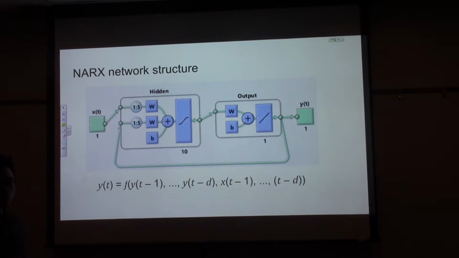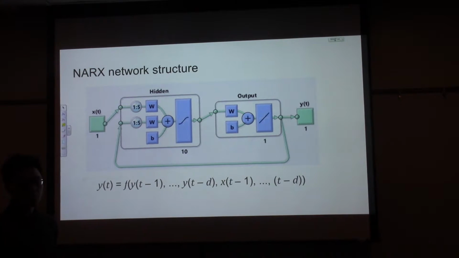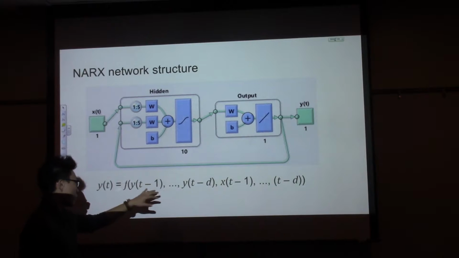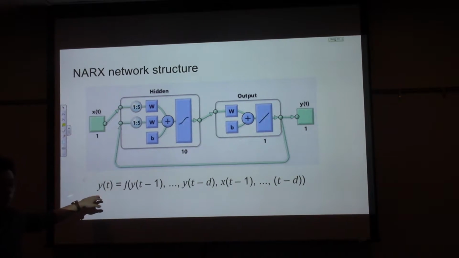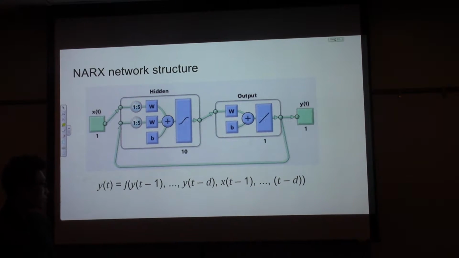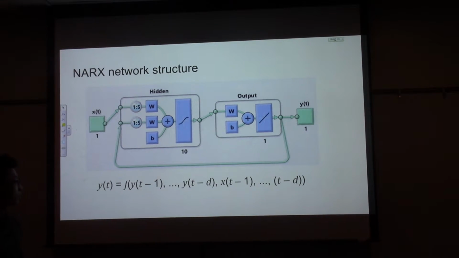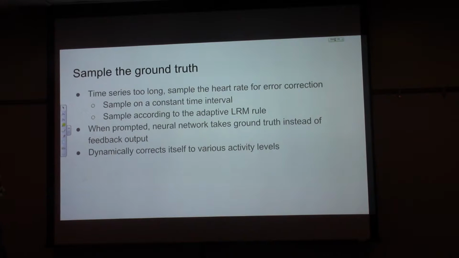What's special about this neural net is the output: this is a closed loop. The output goes back to the input. So this network keeps a memory of the past D times, which is shown in this equation. The heart rate at time t is a function of the past D times of output, which is heart rate, and the past D accelerometer readings, basically activity level.